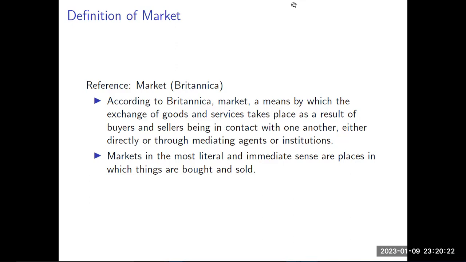Why do we study markets? Markets are the most important place where most of the economic decisions are made. First of all, the most important decision is about the price, what price we have to charge for the goods. And secondly, the quantity, what quantity we as a producer should produce.